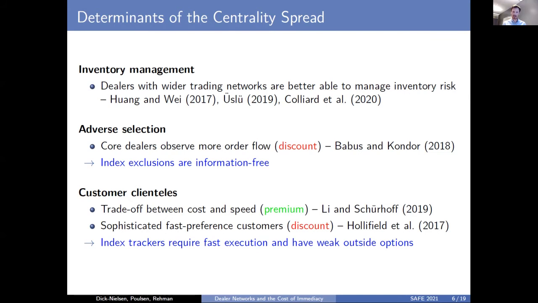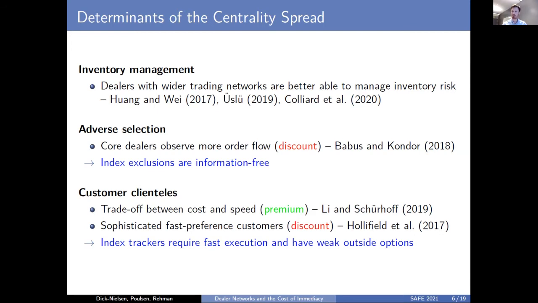The customer clienteles is also unlikely to explain our findings. Firstly, because index trackers require fast execution, they demand immediacy. And secondly, these index trackers have weak outside options when they trade with dealers because they simply have to sell those bonds that exit the index in order to minimize their tracking error risk. In addition, we also do a number of robustness checks to rule out these alternative explanations that I'll return to towards the end of the presentation.